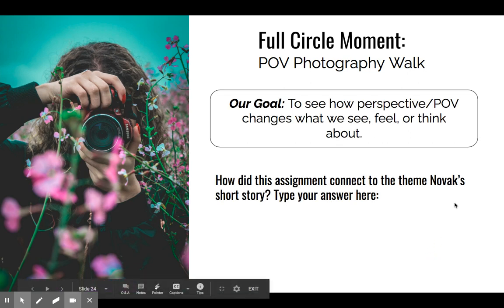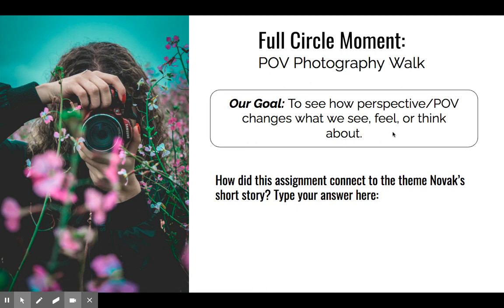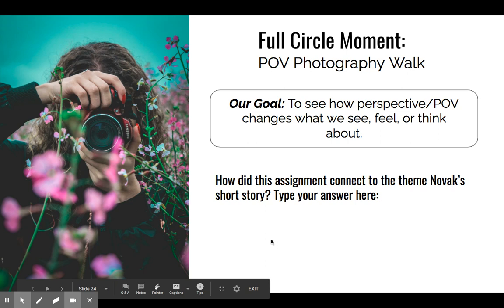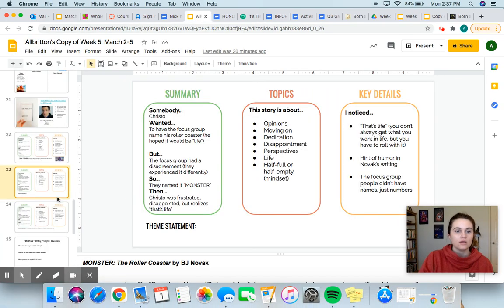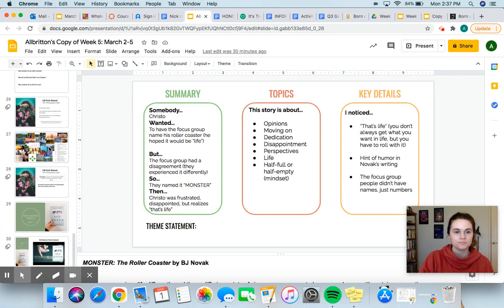So we're at a full circle moment. We're going to come back to this POV photography assignment. Our goal was to see how POV and perspective changes what we see, think, or feel about. And I want you to answer this question. How does the assignment connect to the theme in Novak's short story? But before I have you answer that, I'll show you on this video your responses.